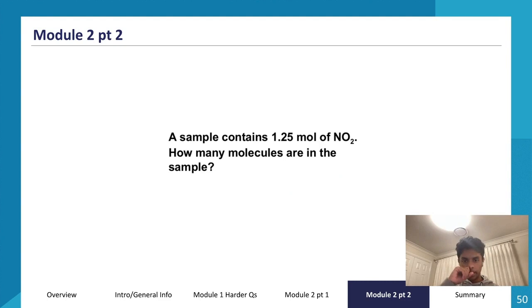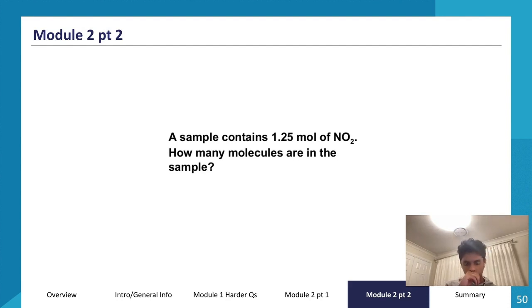So let's go through this one. A sample contains 1.25 moles of nitrogen dioxide, or NO2. How many molecules are in the sample? Let's go through this question. What equation do we use? We know one that relates mass and molar mass, and one that relates particles and Avogadro's constant. What is the question asking us? It's asking how many molecules are in the sample. So we need to refer to the equation that links particles and Avogadro's constant.